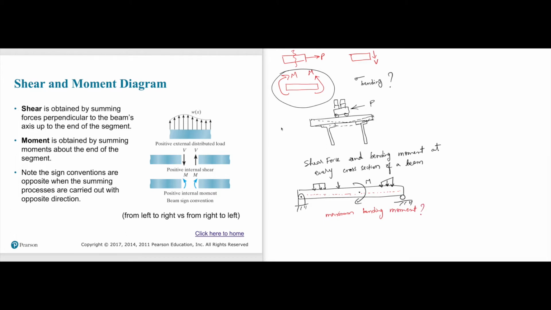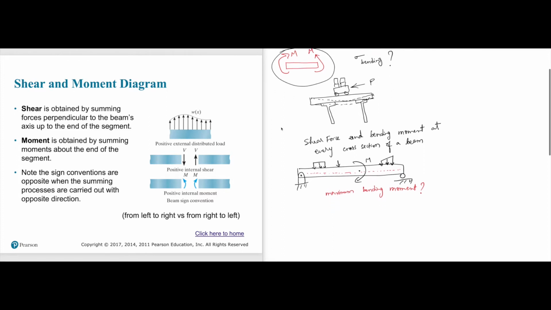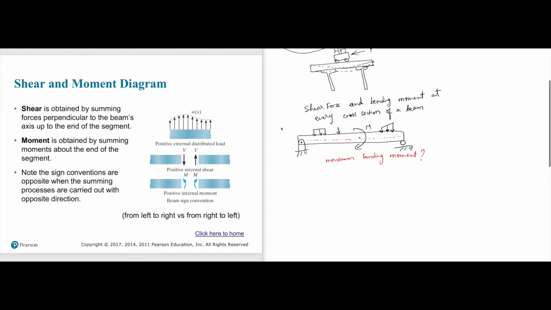Because if we know the exact point where we have the maximum bending moment, we can be certain up to a certain extent that the beam may fail at that point. So maybe we can make it strong by adding more material there, by making it much thicker. So it depends on the calculation. So we need to know that. And how do we know this?